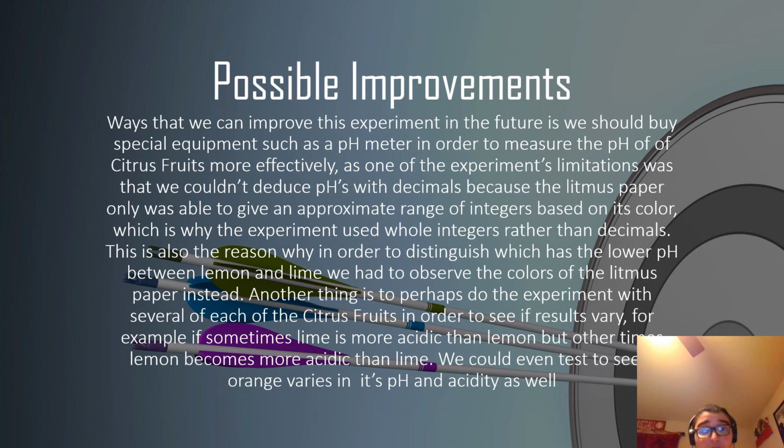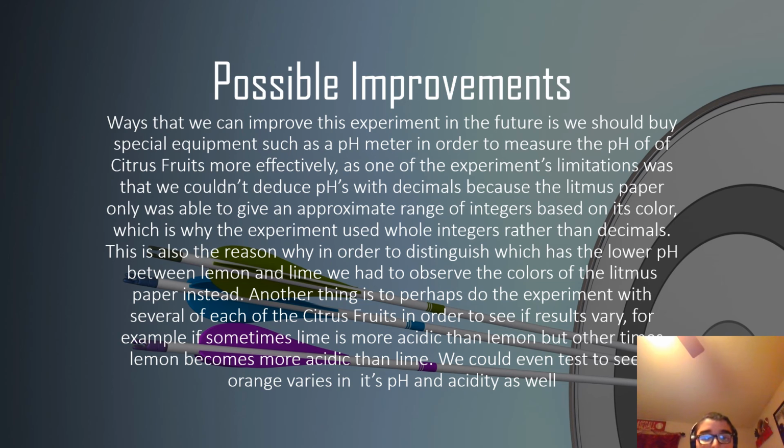Now there are ways that we could improve this project the next time we do it. The first thing is to get special equipment like a pH meter to get the pH of the citrus fruits more effectively and also more accurately. One of the experiment's limitations was that we had to use decimals because the litmus paper only gave us the color, an approximation of the pH, which is why we were only able to give a range, and why, in order to deduce which of the two citrus fruits, lemon and lime, had the lower pH, we had to use whole integers.